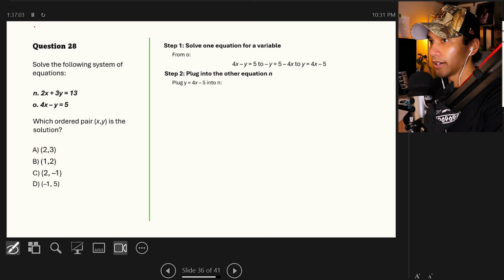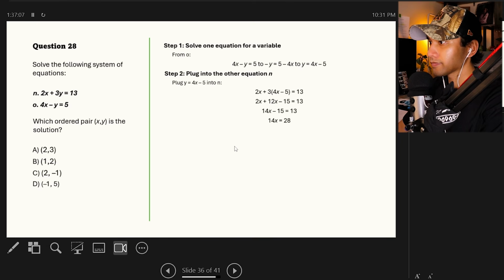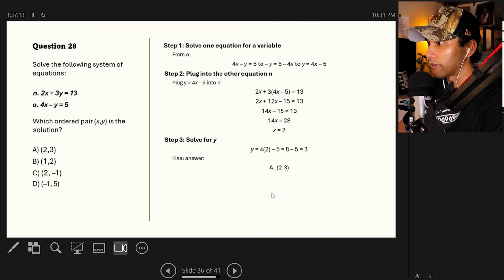So let's see if it is. Yep, x equaling 2. And then we plug it back into this equation. And our final answer is (2, 3), and that's A.